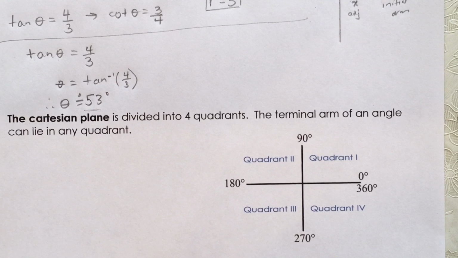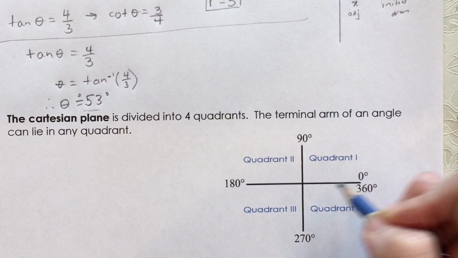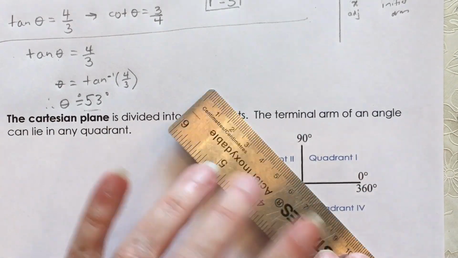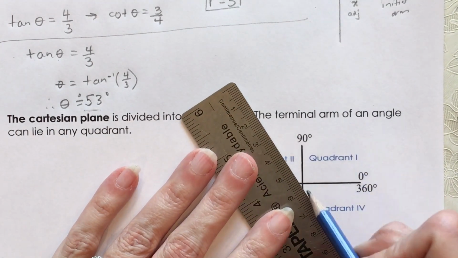All right, so moving on. The Cartesian plane is divided into 4 quadrants. The terminal arm of an angle could lie in any of those quadrants. Okay, so we already talked about if it's in quadrant 1, the angle is going to be between 0 and 90. But what if your angle was in quadrant 2?